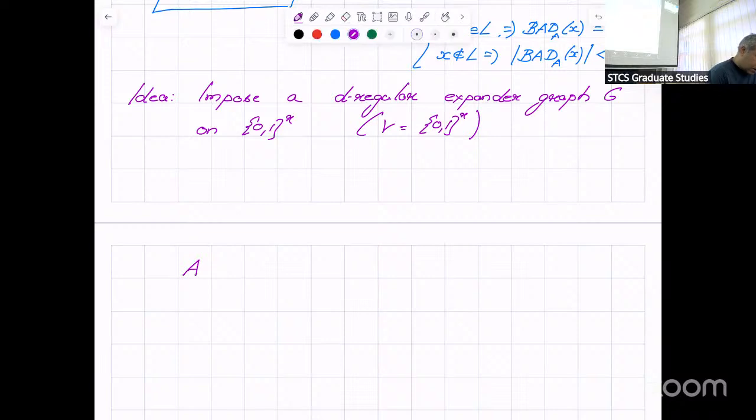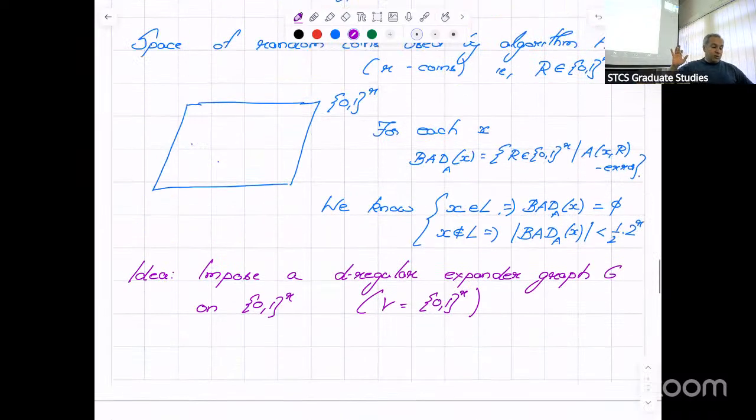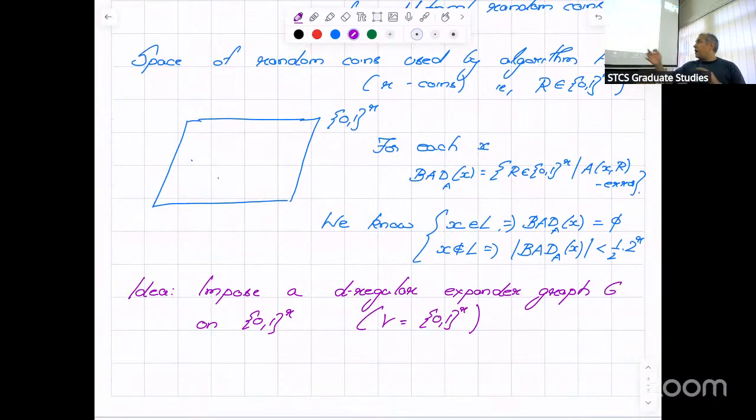Let's call it A_G,L. G is this expander graph. Notice I don't have time to write down this expander graph, because the expander graph is on a set of vertices which is humongous. I can't write 2^R. But I have a fully explicit construction. You tell me a vertex, and I can tell you which are its neighbors. So suppose we have this property.